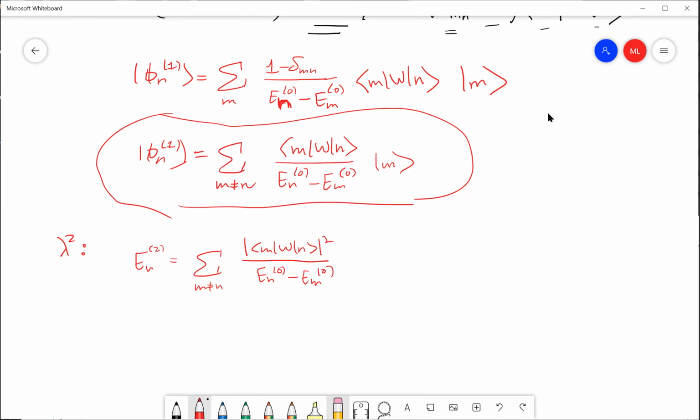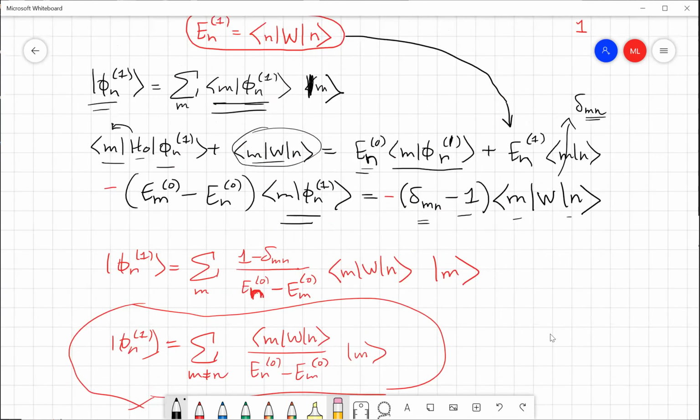The second order correction to the states is hardly ever used, so I won't write it down. But we'll talk about this a little bit more generally. We'll talk about perturbation theory to all orders. But before we do that, let's do an example real quick. So let's do an example. But any questions about this development so far?